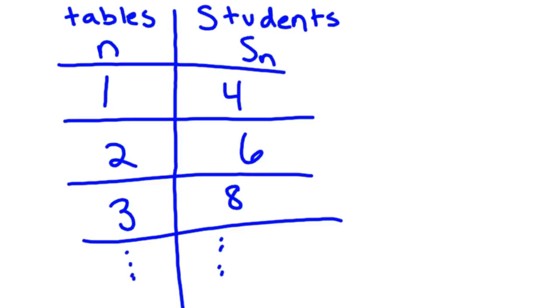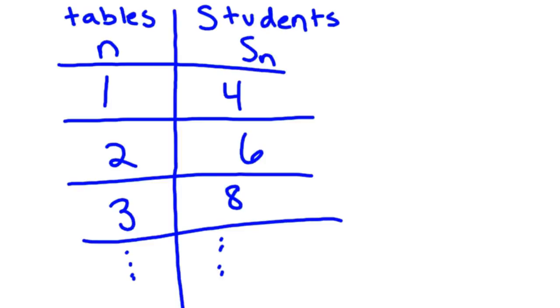So in table form, it looks like this. So far we've got at one table we have 4 students. At 2 tables we have 6 students. 3 tables we have 8 students. Let's imagine kind of this infinitely long room. That's what you have to imagine. And we keep doing this pattern. Keep making these tables. Keep adding tables, adding students.